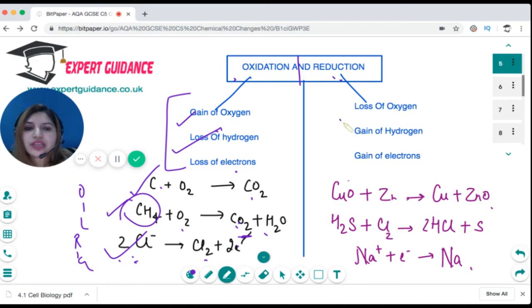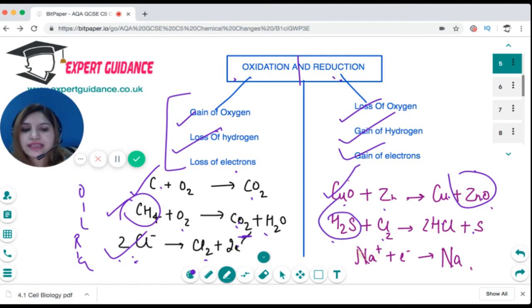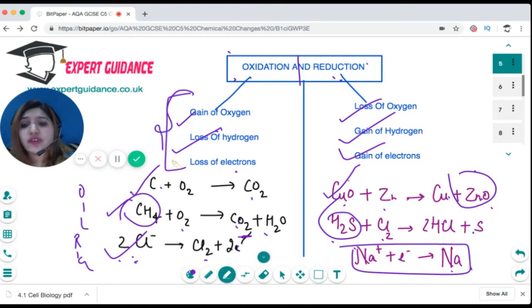For reduction, it's loss of oxygen, gain of hydrogen, or gain of electrons. So copper oxide plus zinc gives copper and zinc oxide. So there's loss of oxygen by the copper, gain of oxygen by the zinc. H2S plus chlorine gives HCl plus sulfur, loss of hydrogen by the H2S, and Na+ plus electron gives Na, a gain of electron by the sodium. Okay, so I hope these oxidation and reduction definitions are clear to you, because in the exam they can give you a reaction and ask you to say whether it's oxidation or reduction. You have to look for these three cases.